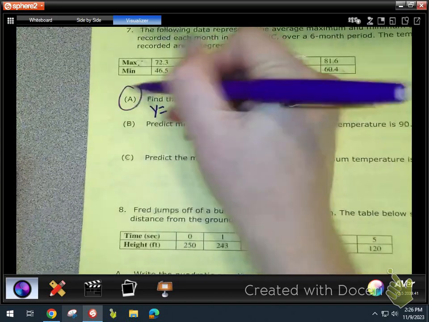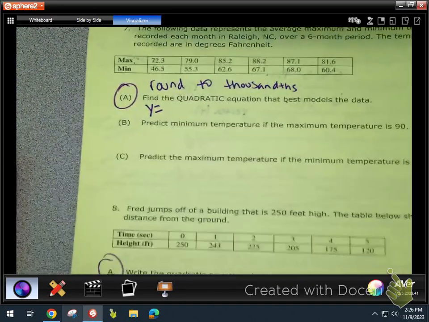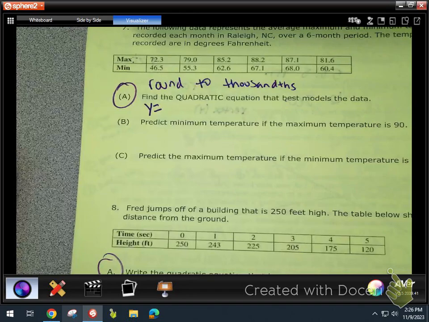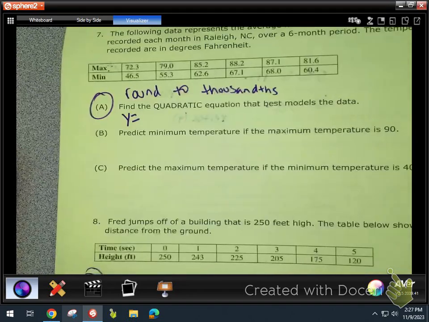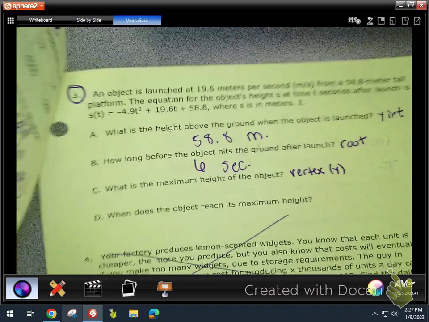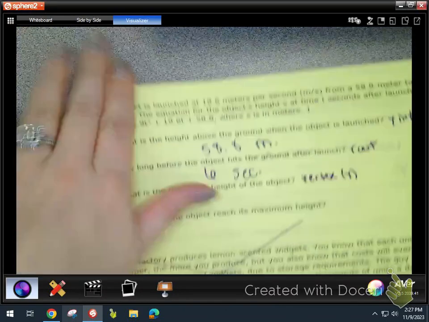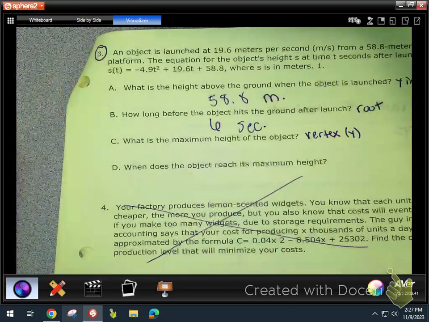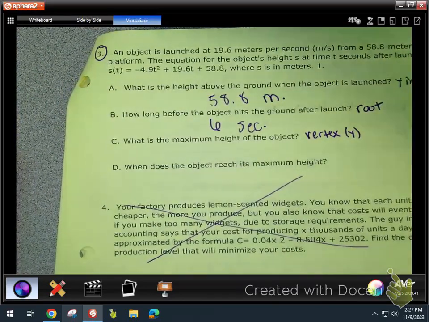You know what? I'll make your life easier. 7A, 8A, homework. Finish this page: 3, 5, 6, 7A, 8A, do your homework. Because you need a calculator for the homework. I'm just trying to make it easier for you. Okay? If y'all need help, come to me.